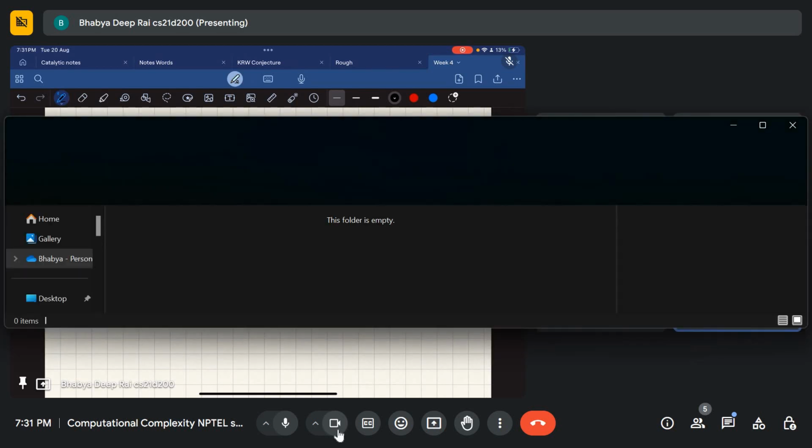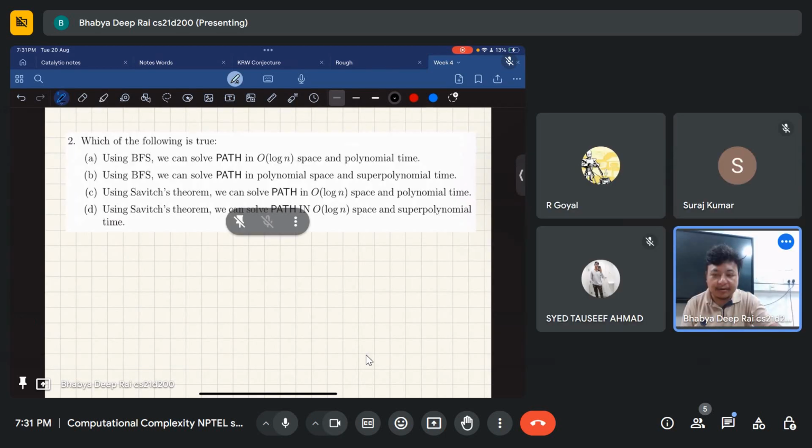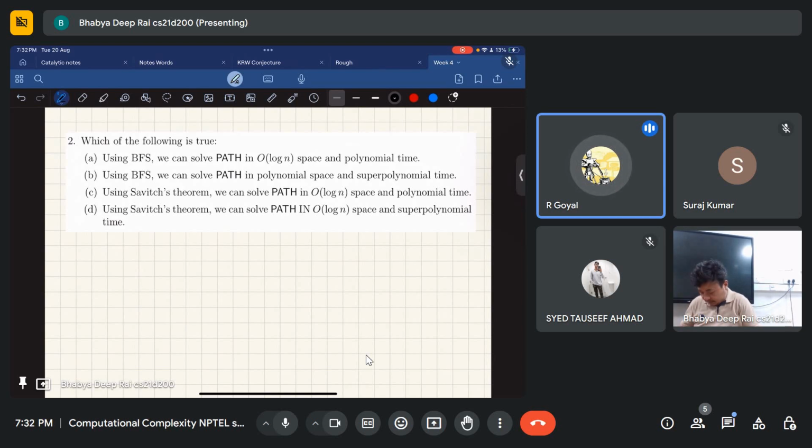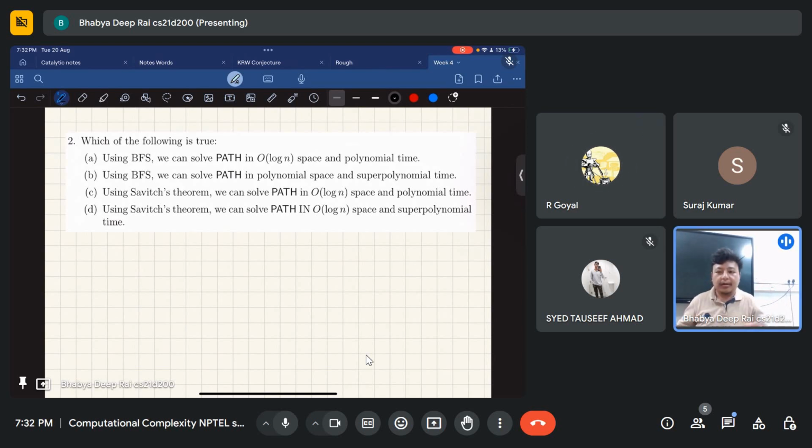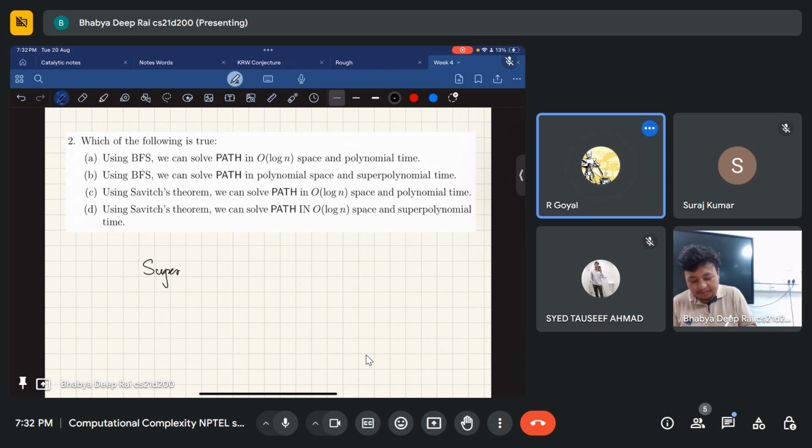So, can you think of an answer for this question? What is super polynomial time? Super polynomial time is anything that is worse than polynomial. Anything that is greater than polynomial. Okay. Right, super polynomial.